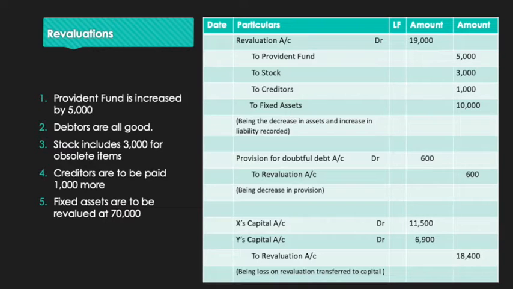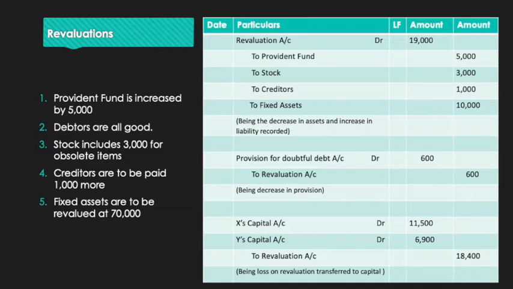I hope you understood how we have got 19,000 in the debit side. This is a sum total of 5,000 plus 3,000 plus 1,000 plus 10,000. See the narration very carefully: being decrease in the value of asset and increase in liabilities recorded. The next journal entry is for provision for doubtful debt 600, to revaluation account 600.